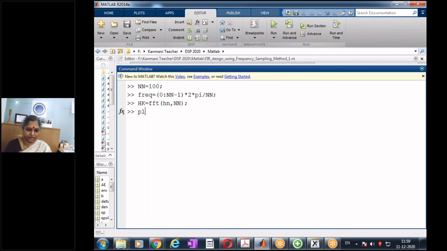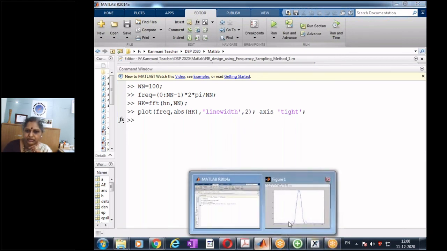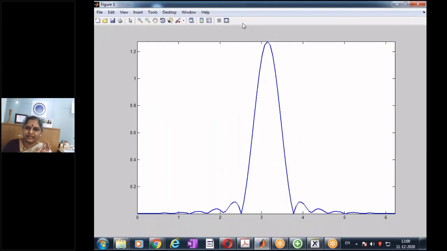Now let me try to plot the frequency versus the absolute value of h of k. And of course, this is just to make the line bold, and then fit the figure within the axis. So this is the frequency response of the designed filter. It's a high pass filter.